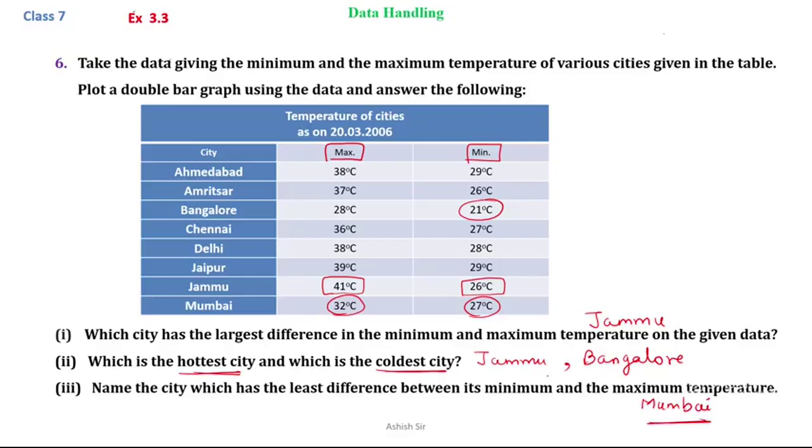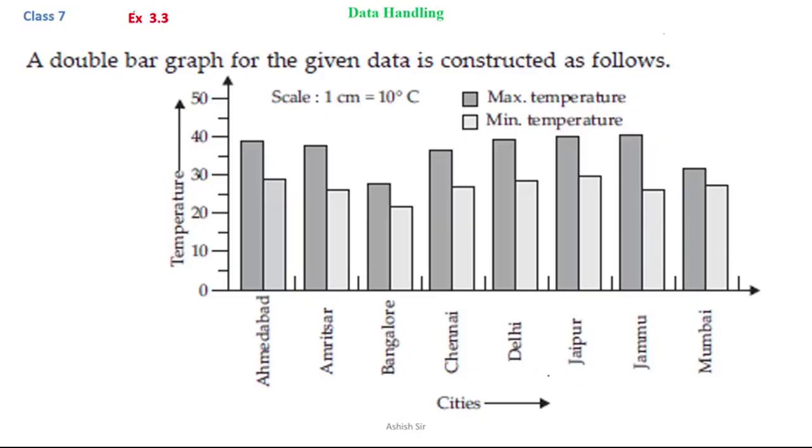Now we can show the data in form of a bar graph. So here is the double bar graph for the data with maximum temperature in shaded and minimum temperature in grayish part, where on the y-axis we have taken 1 centimeter as 10 degrees Celsius. We can see that the minimum difference between maximum and minimum temperature is in Mumbai, the very least difference in the bars.